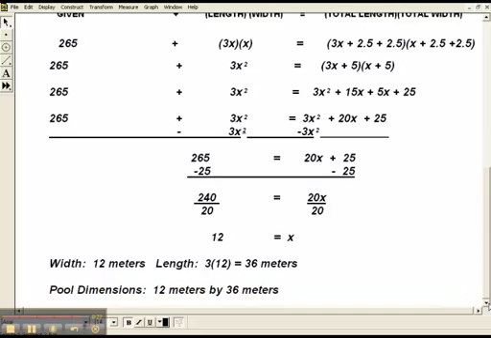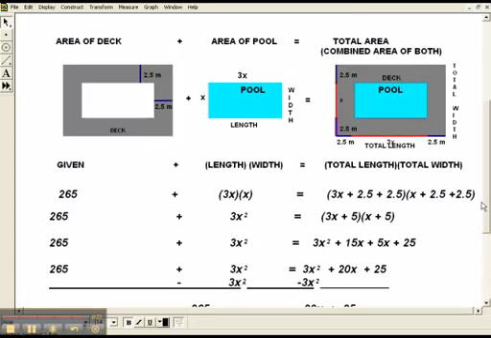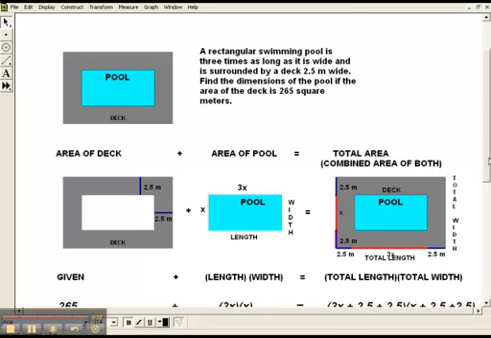So our final answer in this problem, the pool's dimensions are 12 meters by 36 meters. And that would be the final solution to this area problem.